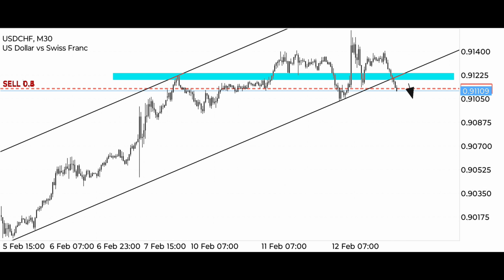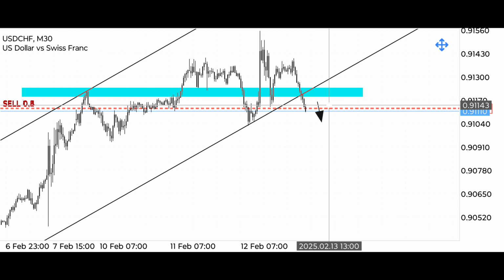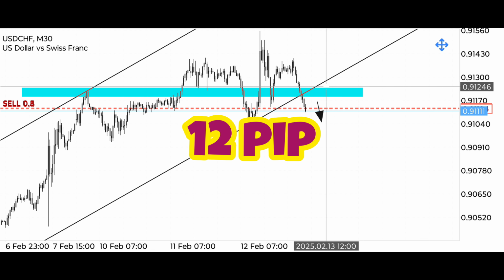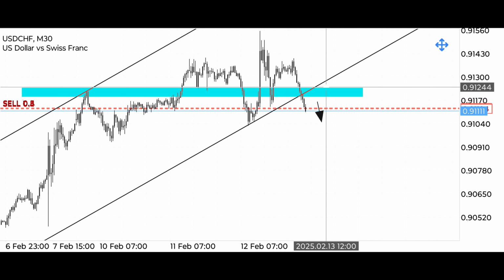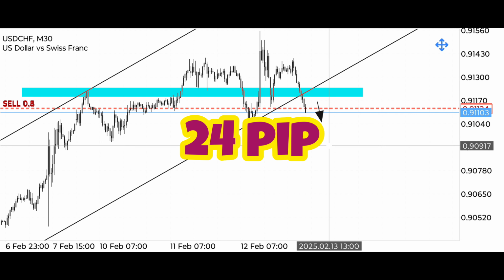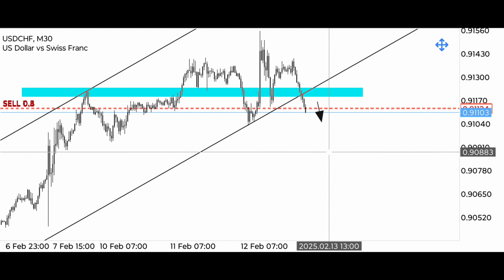The price is moving downwards rapidly here. Here my stop loss will be above the strong level and slightly outside the trend channel, which is 12 pip up. If this is a fake breakout, then we will be out of this trade because our stop loss will be easily hit here. And the target point will be 24 pip down where the market can make a new lower low. Here I am using a risk to reward ratio of 1 to 2.